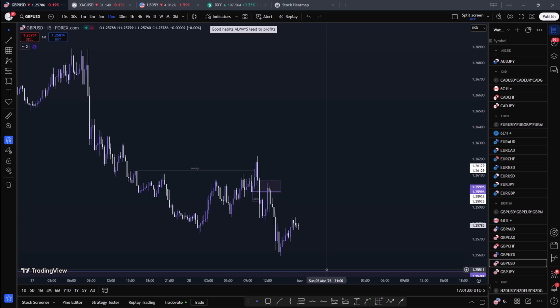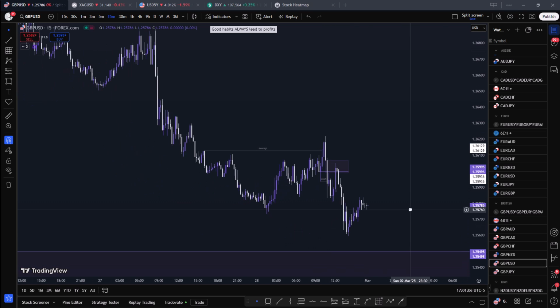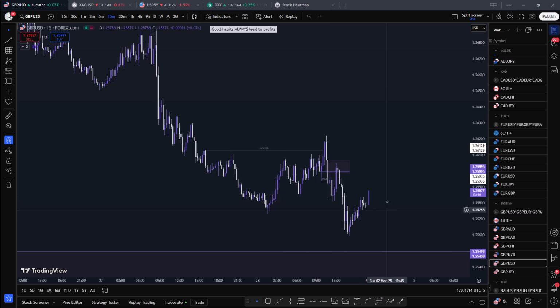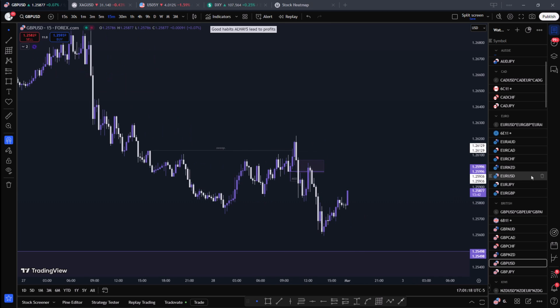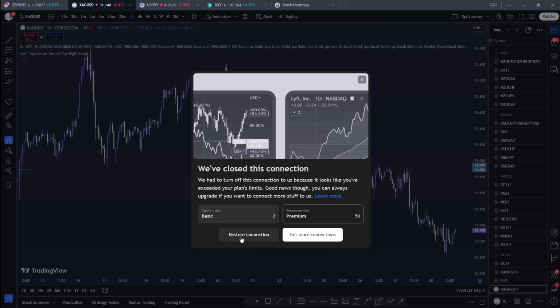oh, GU's lackluster. Actually, no, the market hasn't opened yet for GU. I'm not even sure what's going on right now, to be honest, guys. You would expect a bearish candle to open up soon on DXY. There we go. GU is opening and pushing up, and yeah, I guess the FX markets are opening now.